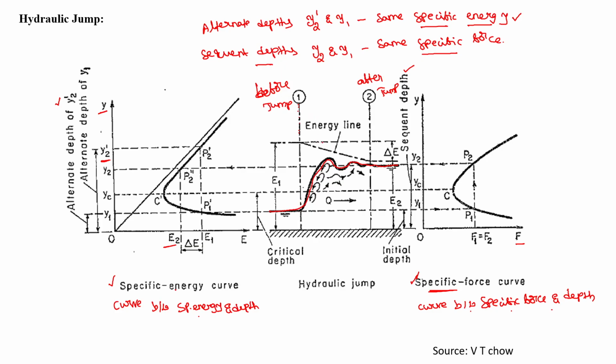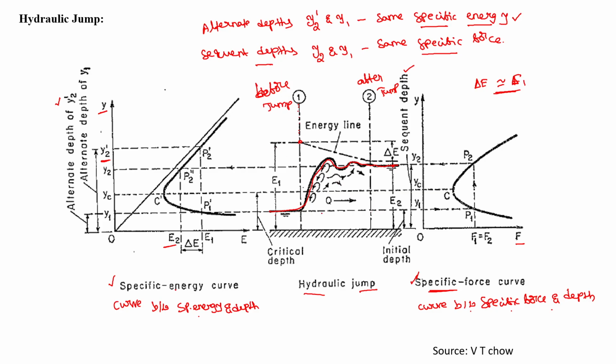Before the jump we have shown the specific energy E1, and after the jump we have shown the specific energy E2, and there is an energy dissipation delta E. The delta E can be approximately equal to E1, even as much as that. We can create a jump in such a way that we can dissipate all the energy available with the water also. So that is a level we can do. These are a few basics about the hydraulic jump.